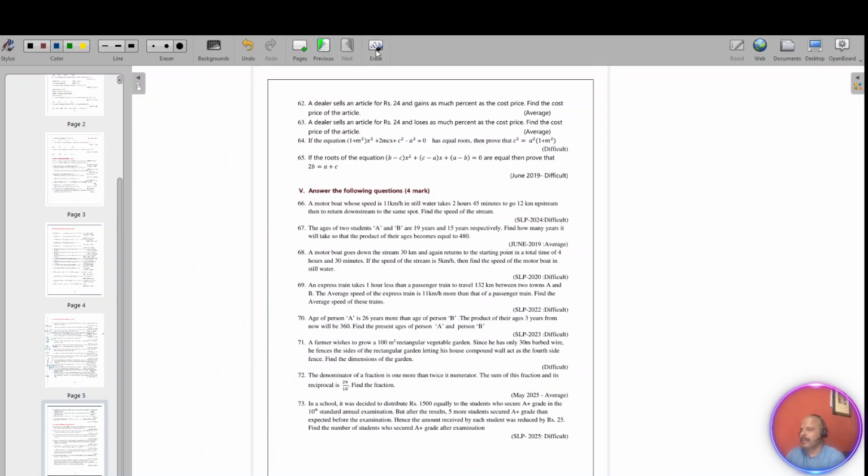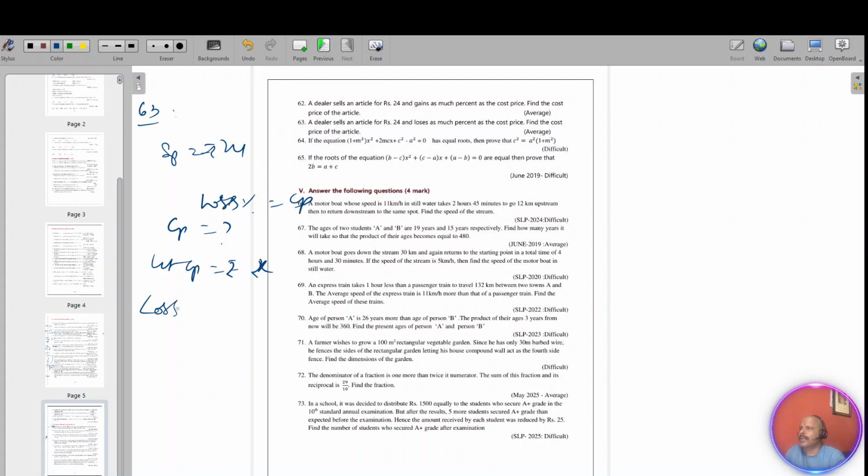Okay. Let's take the 63rd one. We're almost completing the 3 marks questions. Every question I solved. Let SP again given be rupees 24. Loss percent is as much as CP, so loss percent is equal to CP. Then find the CP. CP is the question mark. We'll say let CP be equal to rupees X.